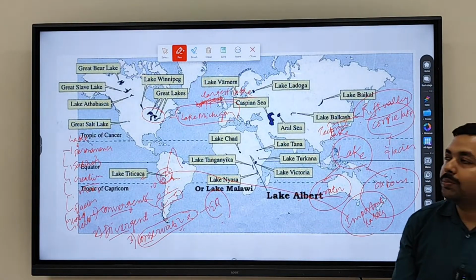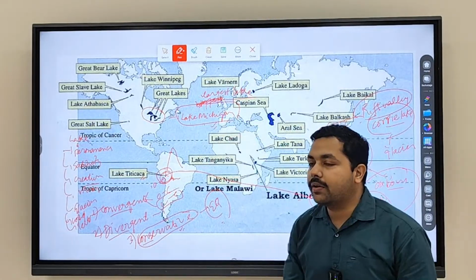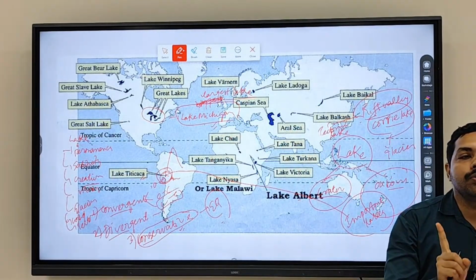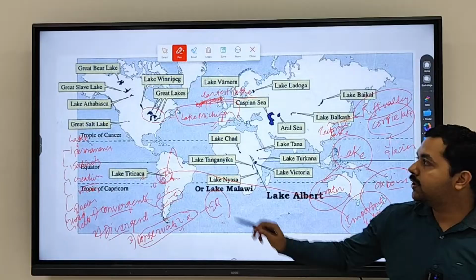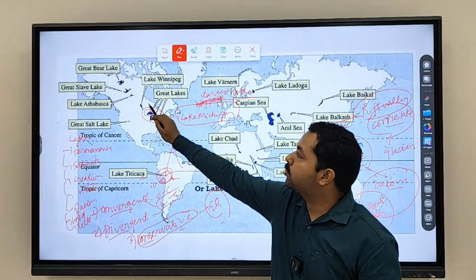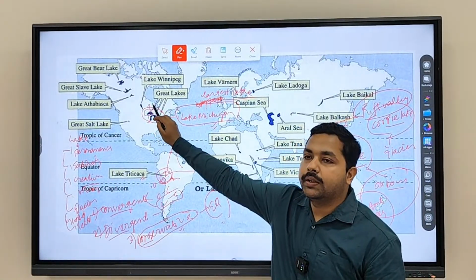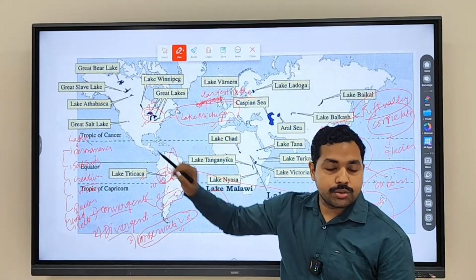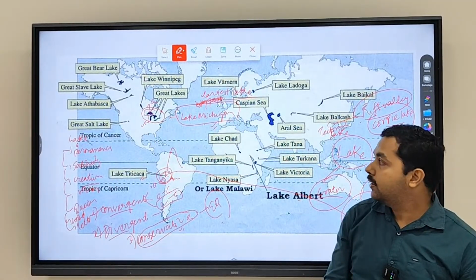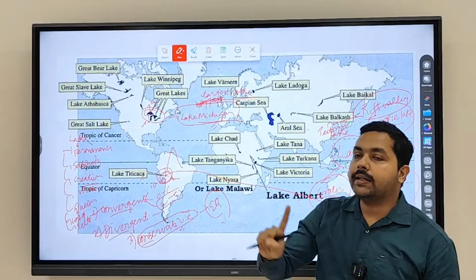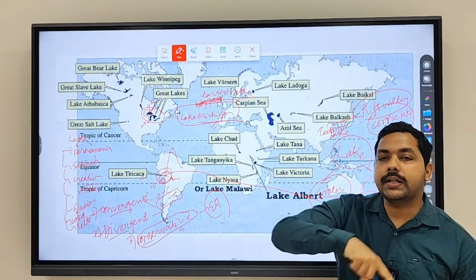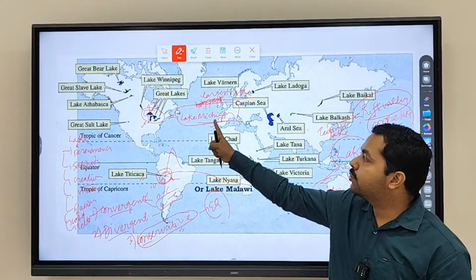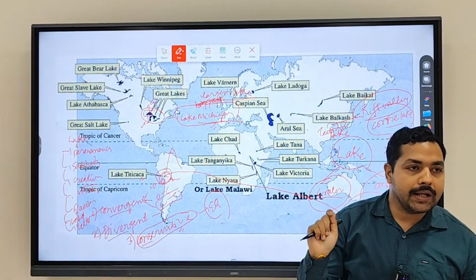It is going to be Michigan. Which is the largest lake lying in one country? Michigan. We discussed Lake Superior is largest, but Lake Superior is sharing a border between whom? Canada and US. So it doesn't lie in one country. Clear? So if a question comes, which is the largest lake lying in one country, it is going to be Lake Michigan.